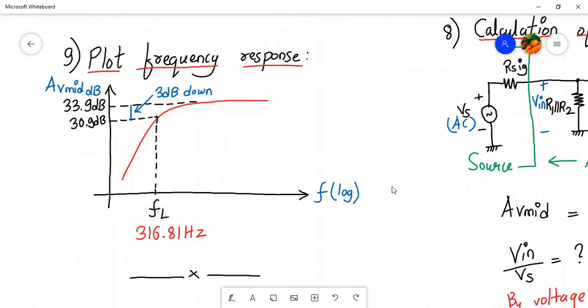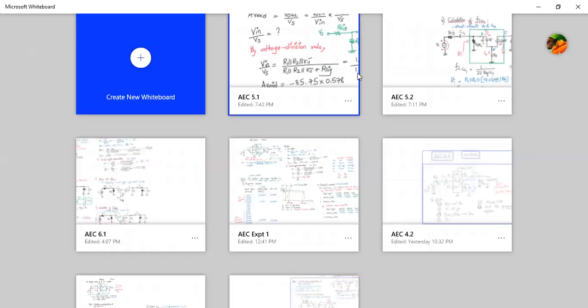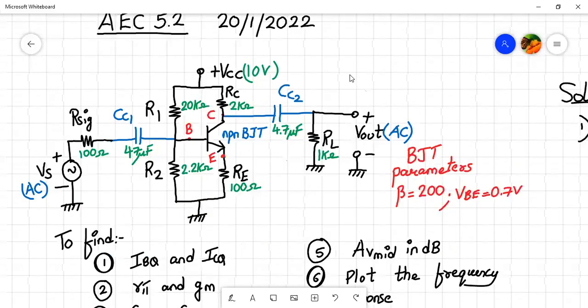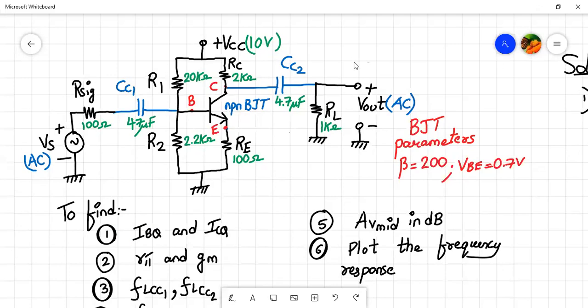So we have completed this numerical of the BJT amplifier, and I hope that all the things are clear to you all. Now let's move on to the next one, the new numerical. Okay, fine. So let's continue further now. So this is the second numerical.